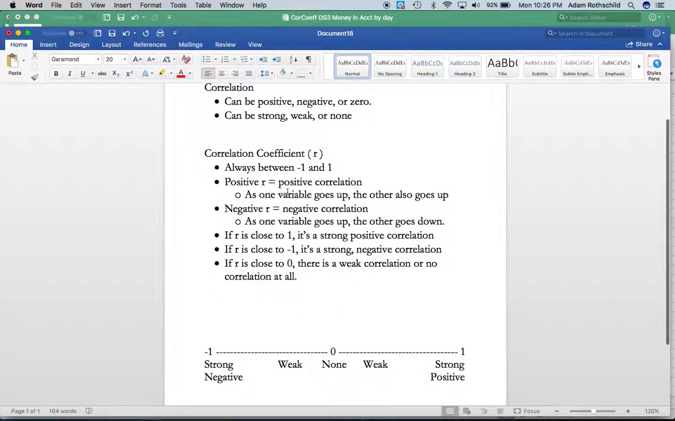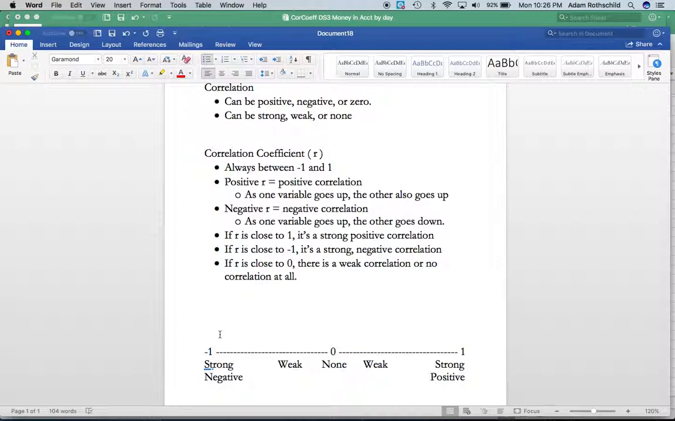A positive R is a positive correlation, which means as one of our variables increases, the other also increases. A negative R, a negative correlation coefficient, means a negative correlation, which means as one variable goes up, the other goes down, like in our bank account. So if R is close to 1, it's a strong positive correlation, like this side of my little number line here. If R is close to negative 1, it is a strong negative correlation. And if R is close to 0, there is a weak correlation or no correlation at all.